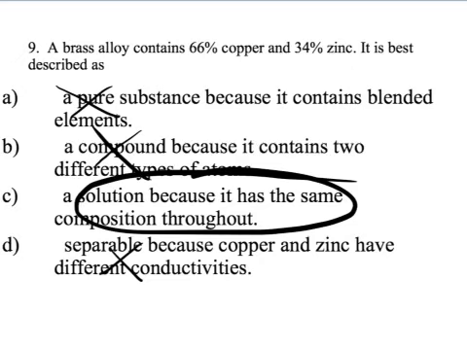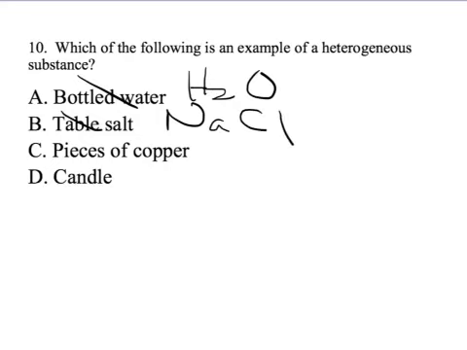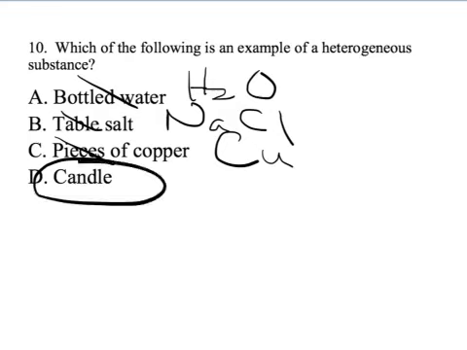Okay, which of the following is an example of a heterogeneous substance? Hetero means different, okay? So we're looking for something that's different throughout. Bottled water is always H2O. Table salt is always NaCl, so it's not different throughout. Pieces of copper are always going to be the pure element Cu, so it's D, candle. And again, all I did there was just use my basic knowledge to figure that one out.